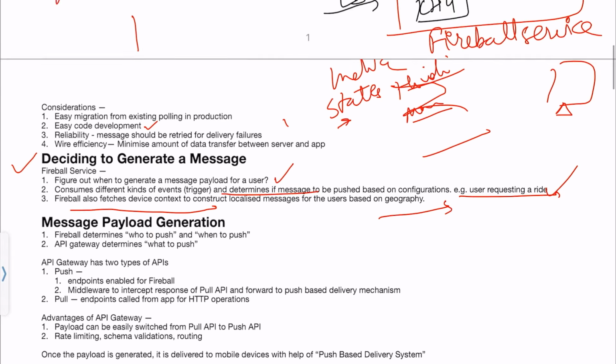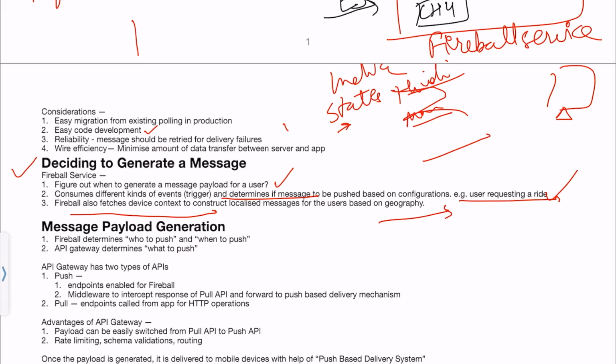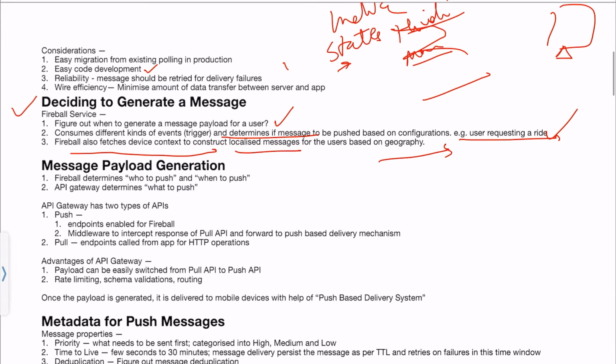Geography is one of the things, but let's say in India, in Rajasthan, Hindi is one of the preferred languages, or English is one of the preferred languages, right? So depending on the user selection, we want to deliver the notifications. So device context helps us with that.